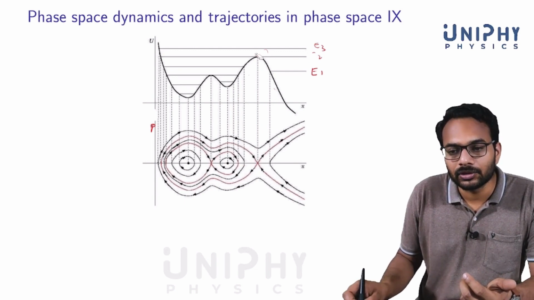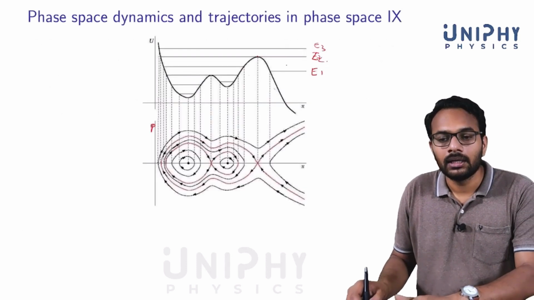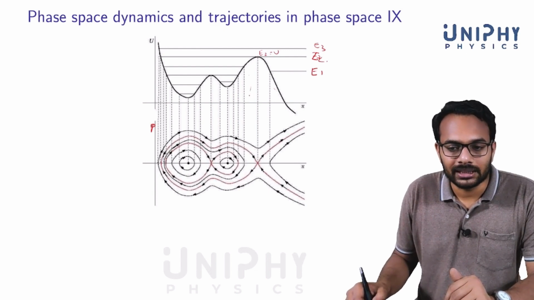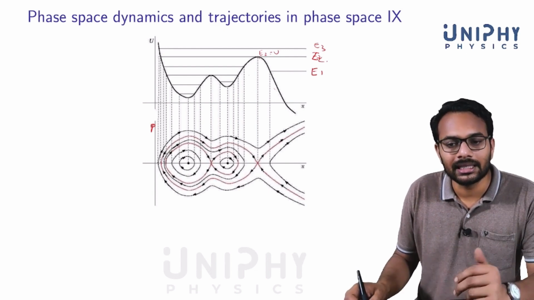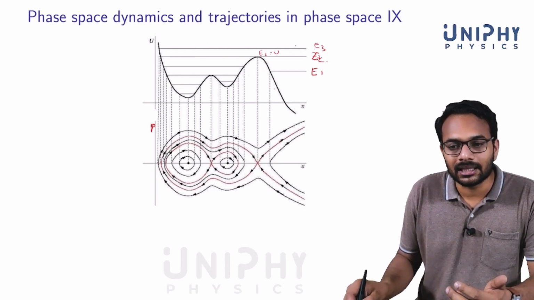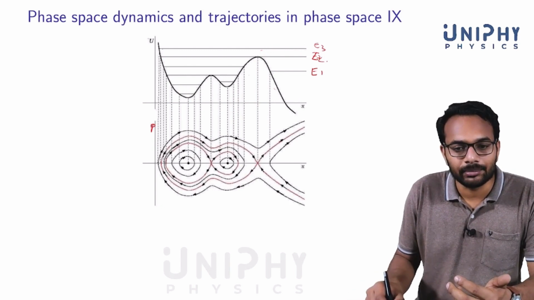This line corresponds to some other energy E2, and you see that at one point E2 is equal to U. So that will correspond to a separatrix. For E3, you see that it's completely unbound. It can go anywhere except beyond this point. It cannot go beyond this point.